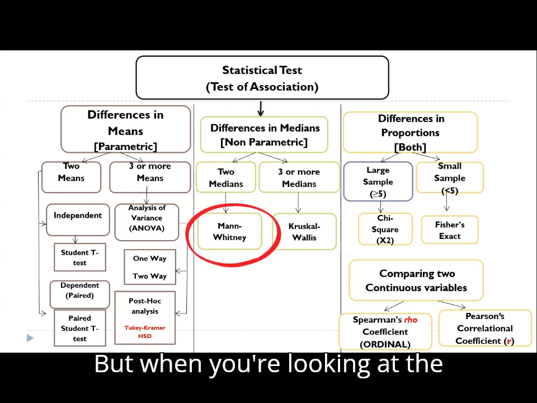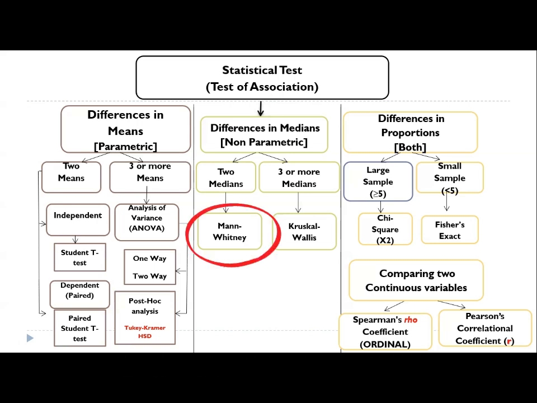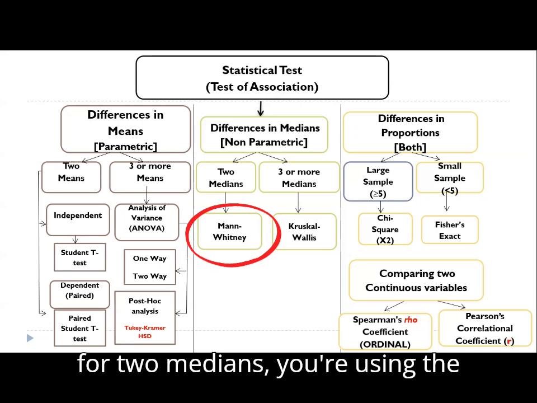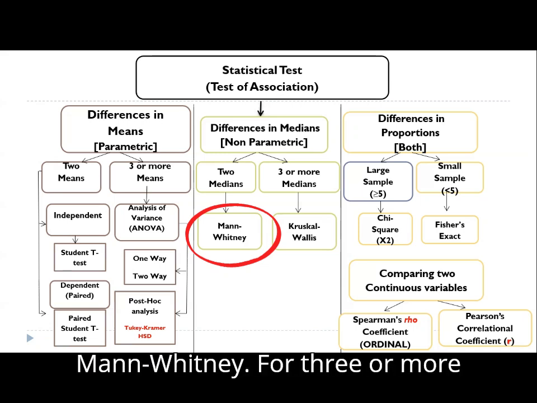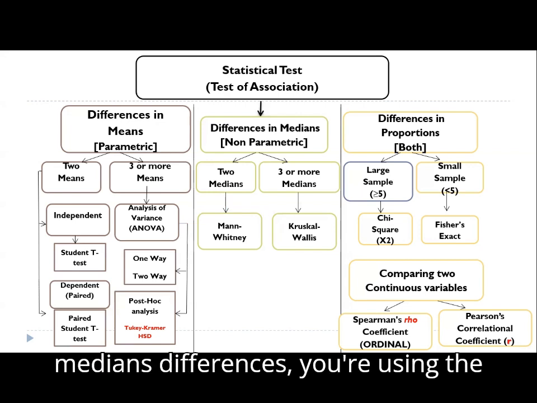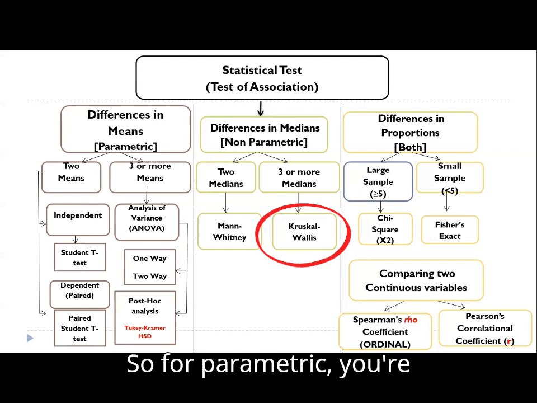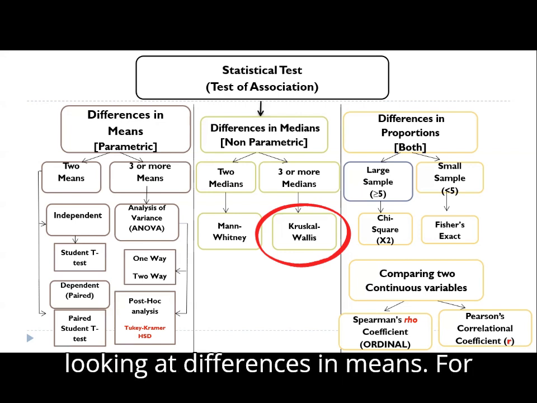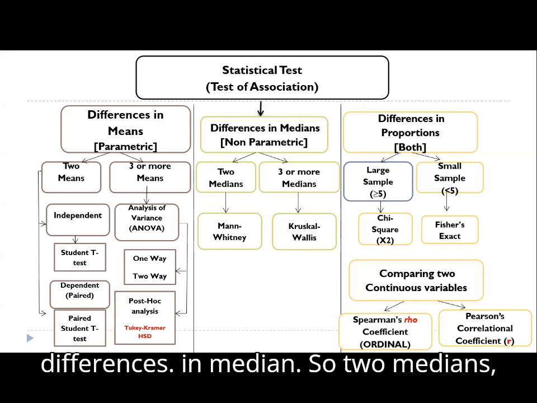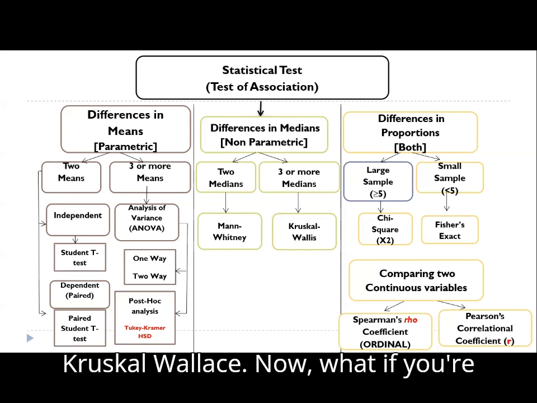But when you're looking at the non-parametric, for 2 medians, you're using the Mann-Whitney. For 3 or more medians differences, you're using the Kruskal-Wallis. So that's how it works. So for parametric, you're looking at differences in means. For non-parametric, you're looking for differences in medians. So 2 medians, Mann-Whitney, 3 or more medians, Kruskal-Wallis.